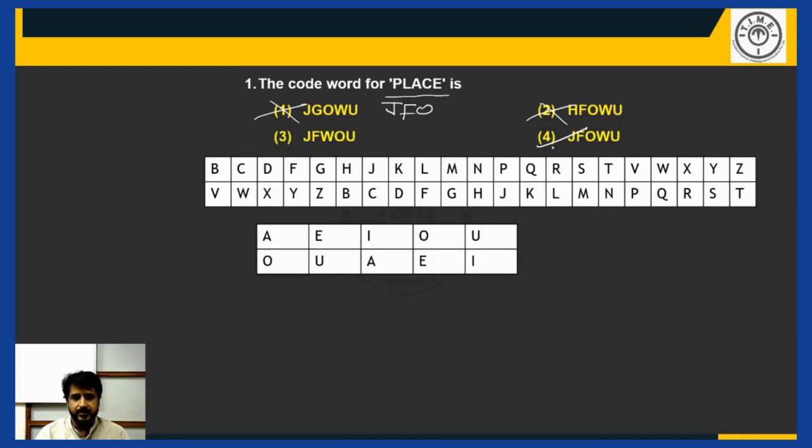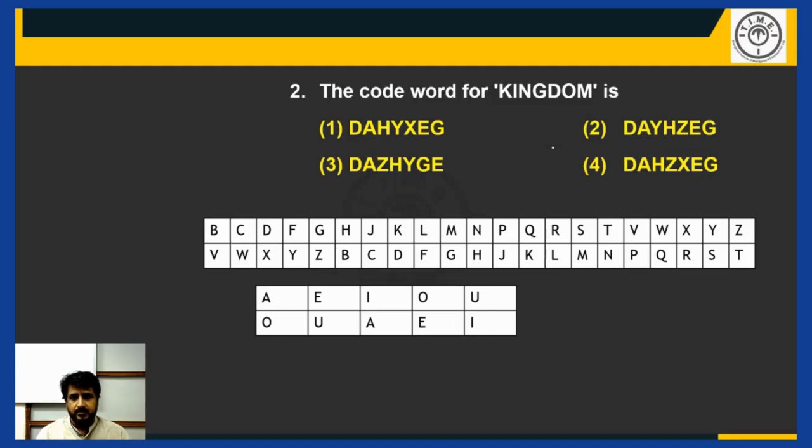Okay. Now move to the next question. The code word for KINGDOM. What is given? We need to find the code. What is the code for K? According to this set, K is coded as D. I is coded as A. D A. And N is coded as H. D A H. How many options are with D A H?